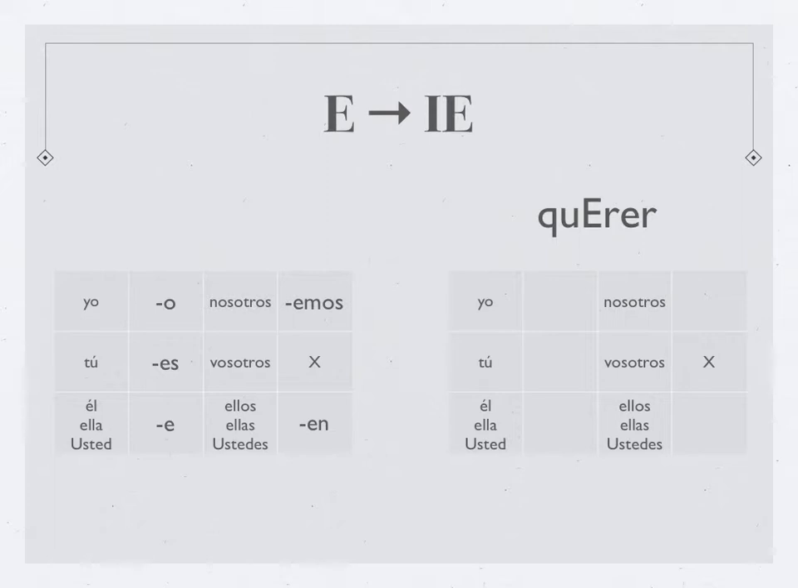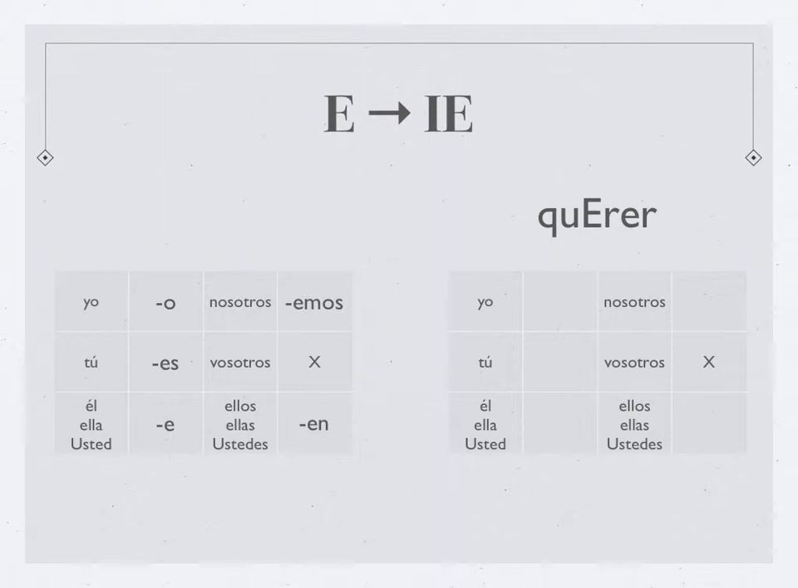So our example verb that we're going to use is querer. Now these verbs have the regular endings that we learned about in the last video, but the capital E in querer is going to change to an IE in the yo form, the tú form, the él, ella, usted form, and the ellos, ellas, ustedes form. In the nosotros form, you're going to conjugate it like a normal verb.